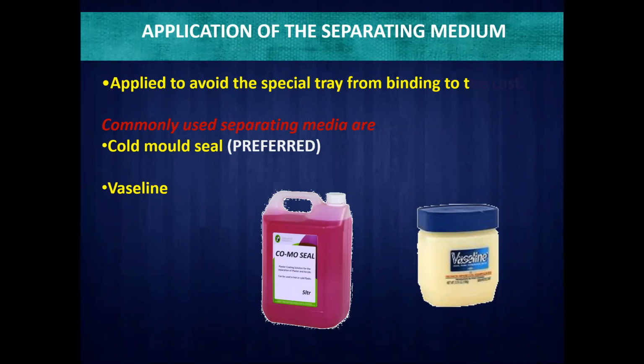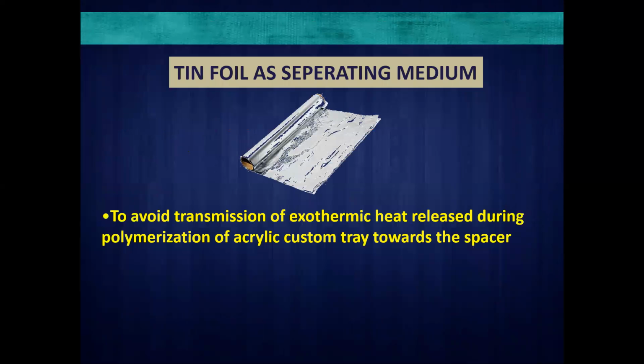Then after you have applied your spacer onto the cast, your next step is the application of separating media. You apply it to avoid the special tray from binding. Commonly used separating media are cold mold seal, which is the preferred choice. You can also use Vaseline. Next step is to adapt tin foil as separating media. This tin foil is adapted over the spacer to avoid transmission of exothermic heat released during the polymerization of acrylic custom tray towards the spacer.